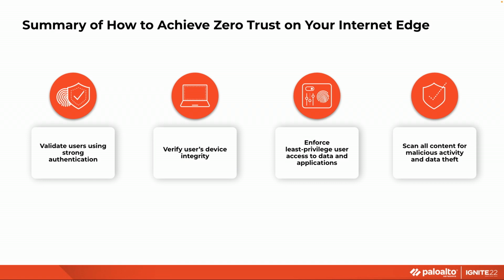Third, enforce least privileged user access to data and applications. Identify all applications across your network regardless of port. Write zero trust policies using users, devices, applications, and context. And lastly, scan all content for malicious activity and data theft. Decrypt traffic to unmask, detect, and block evasive threats. Enable security services to prevent any unknown threats as well.